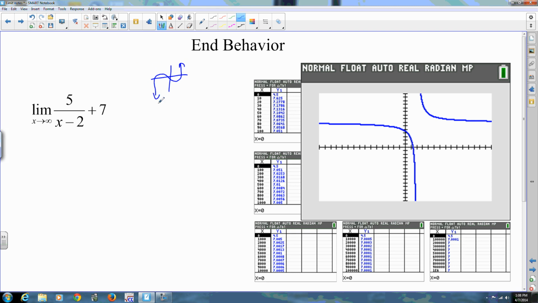As you go really far left, you go really far down. As you go really far right, you go really far up. Well, what about an even degree function, say x squared? So this one was cubic. As you go really far left, you go up to infinity. Really far right, you go up to infinity.